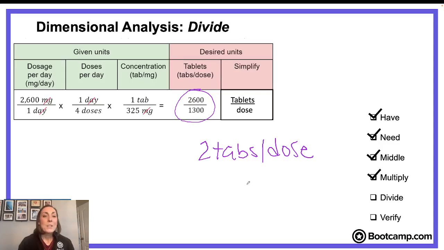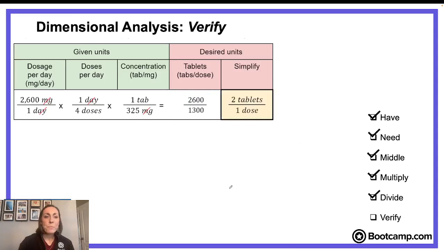Perfect. Okay, so now we just want to do our verification and make sure we have the right answer. So we know that it was asking for what? A whole number, right? So we don't need to do any rounding or anything here. We have our whole number. The other thing is you can plug your number back in and see if all the math works out, and just ask yourself, does this make sense?